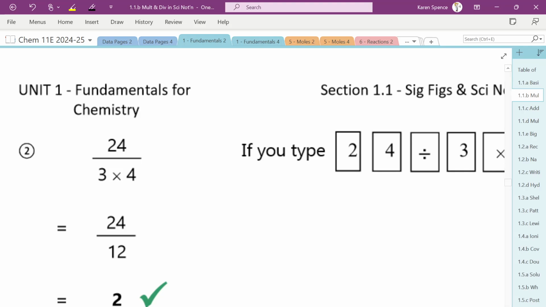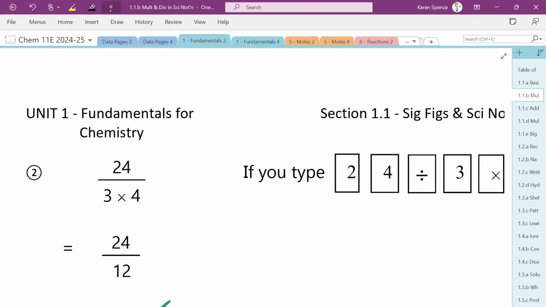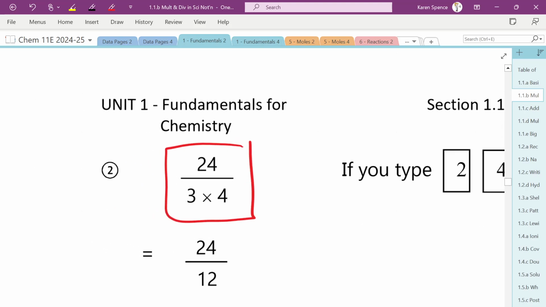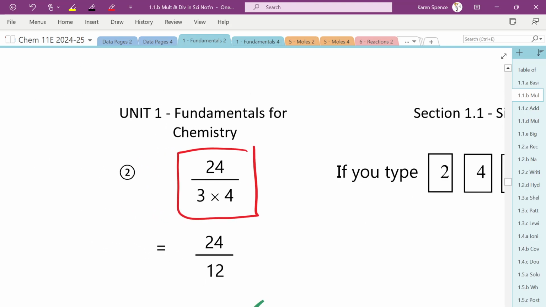Similarly, and most of you probably already know this, but if you want to type in 24 divided by 3 times 4, I would like you to tell your partner what keys you would enter on your calculator to do that. Like, what would you actually type if you wanted to do that?